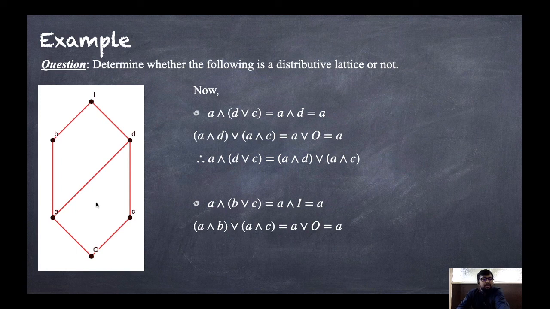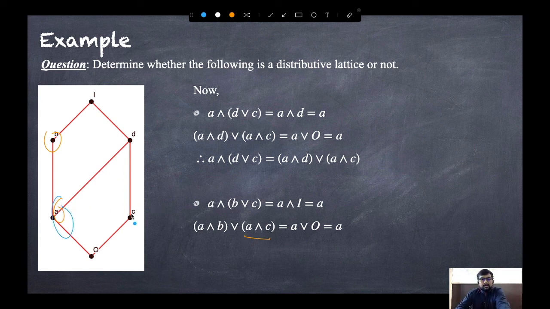Now what is A and B? A and B: this is A and this is B. So it will be A, and in the same manner A and C. So this is A and this is C. So A and C, it is O.